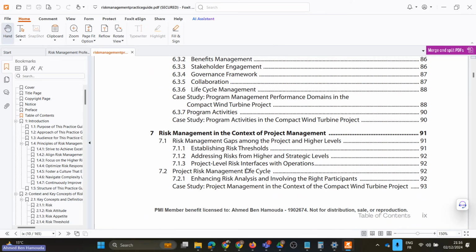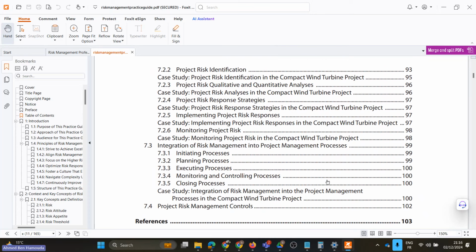The life cycle of project risk management, enhancing risk analysis, involving the right participants. And again, it's the same with a case study. And again, the risk identification, qualitative and quantitative analysis, building or defining risk response strategies, implementing risk responses, and monitoring project risks. Okay, and all the time going through this case study.